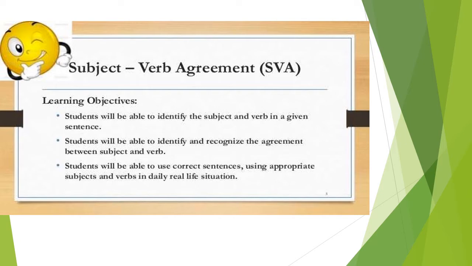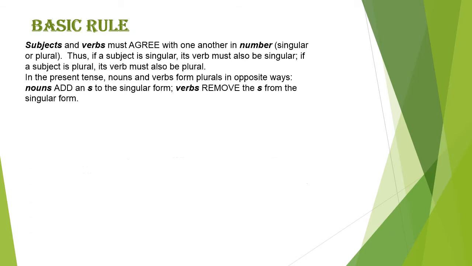Students will be able to identify and characterize the agreement between subject and the verb. Students will be able to use correct sentences using appropriate subject and verbs in daily real-life situations. The easiest rule: nouns and verbs form plurals in opposite ways. It means nouns take an S to the singular form. Verbs remove the S from the singular form.